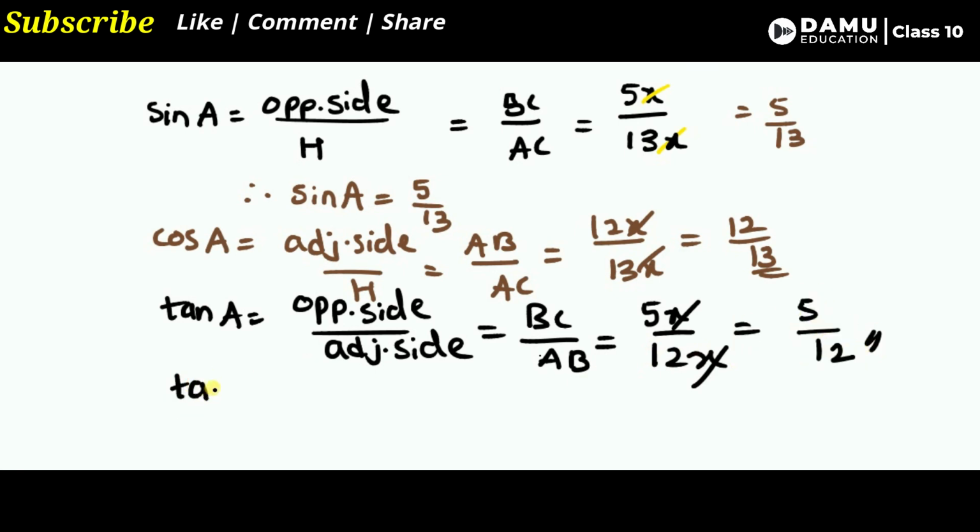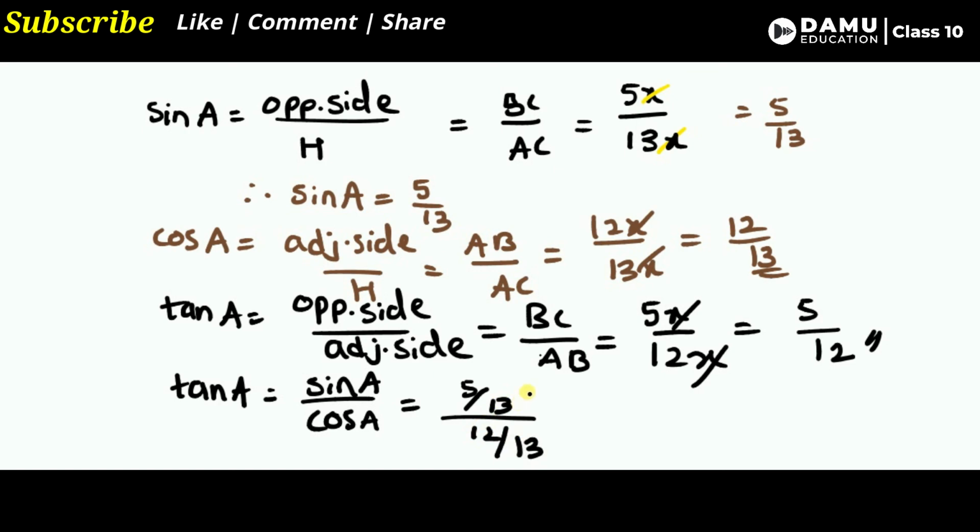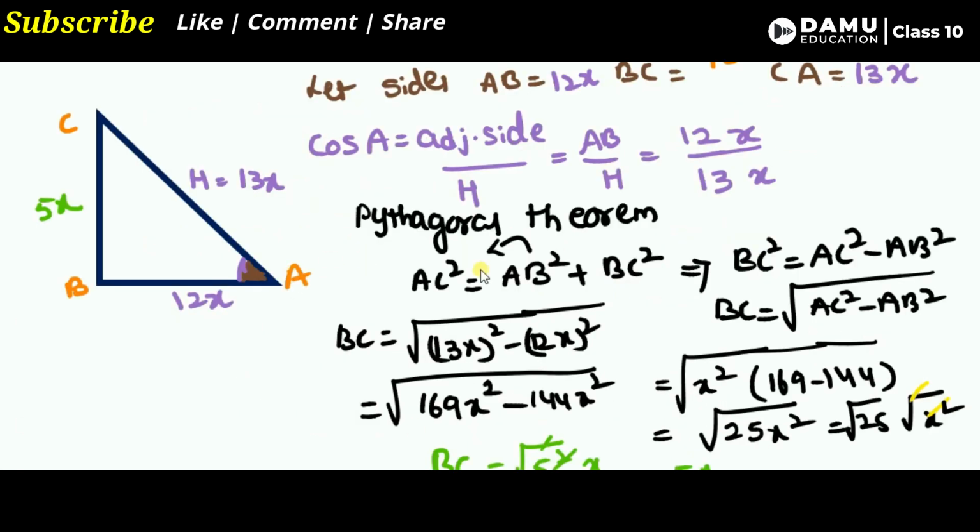You can find it based on this also, that is tan A will be equal to sine A by cosine A. Sine A is 5 by 13. Then cosine A will be equal to 12 by 13. 13 will cancel. Then we get 5 by 12. So from these both methods, we are getting the same values. So like this we need to find the solutions.